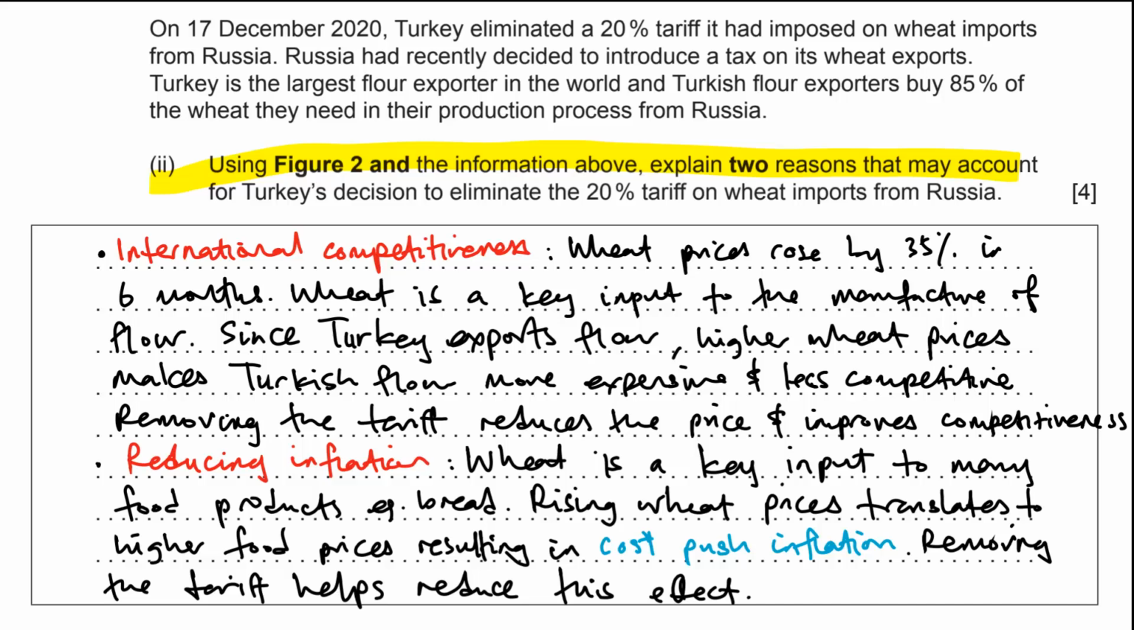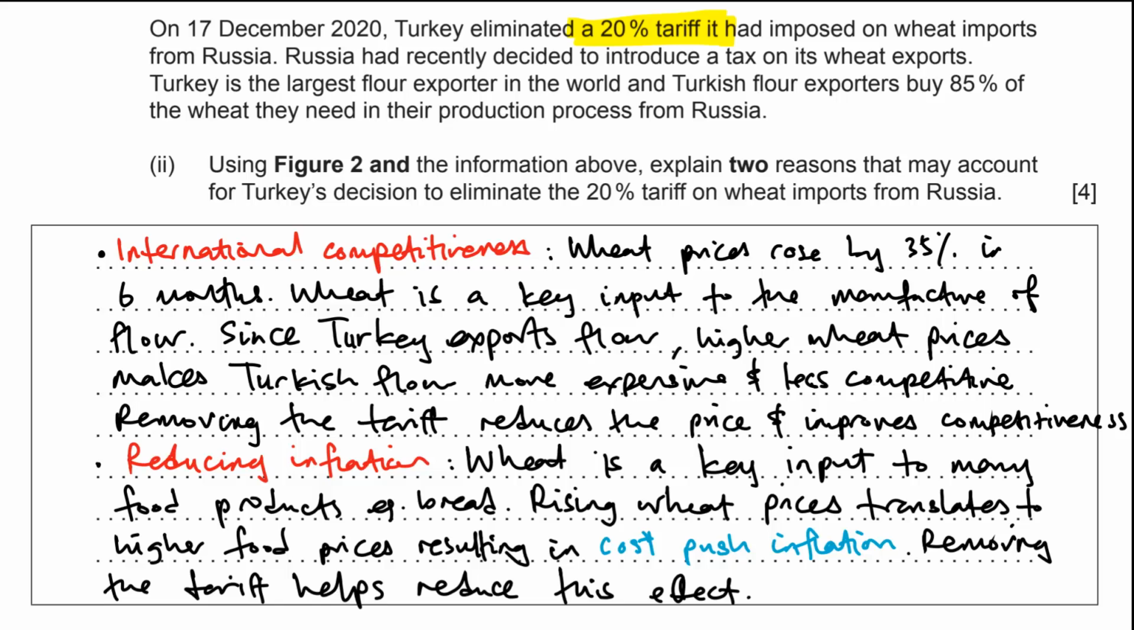Okay, so what's happening is Turkey used to have this 20% tariff on wheat imports, meaning that if you were in Turkey and you wanted to bring in, let's say, a ton of wheat from Russia, you would have to pay tax on that import. That is what's known as a tariff, right? Tariff is simply a fancy word for a tax on an import.